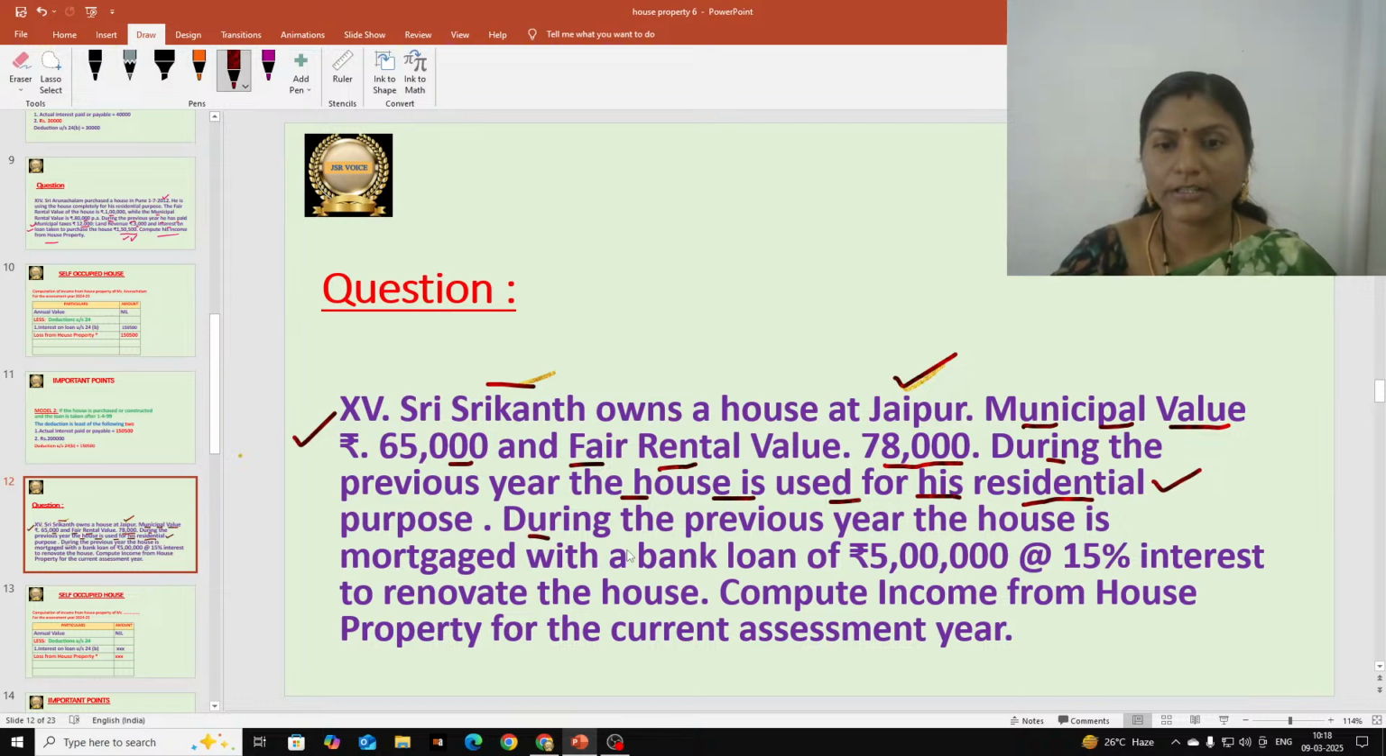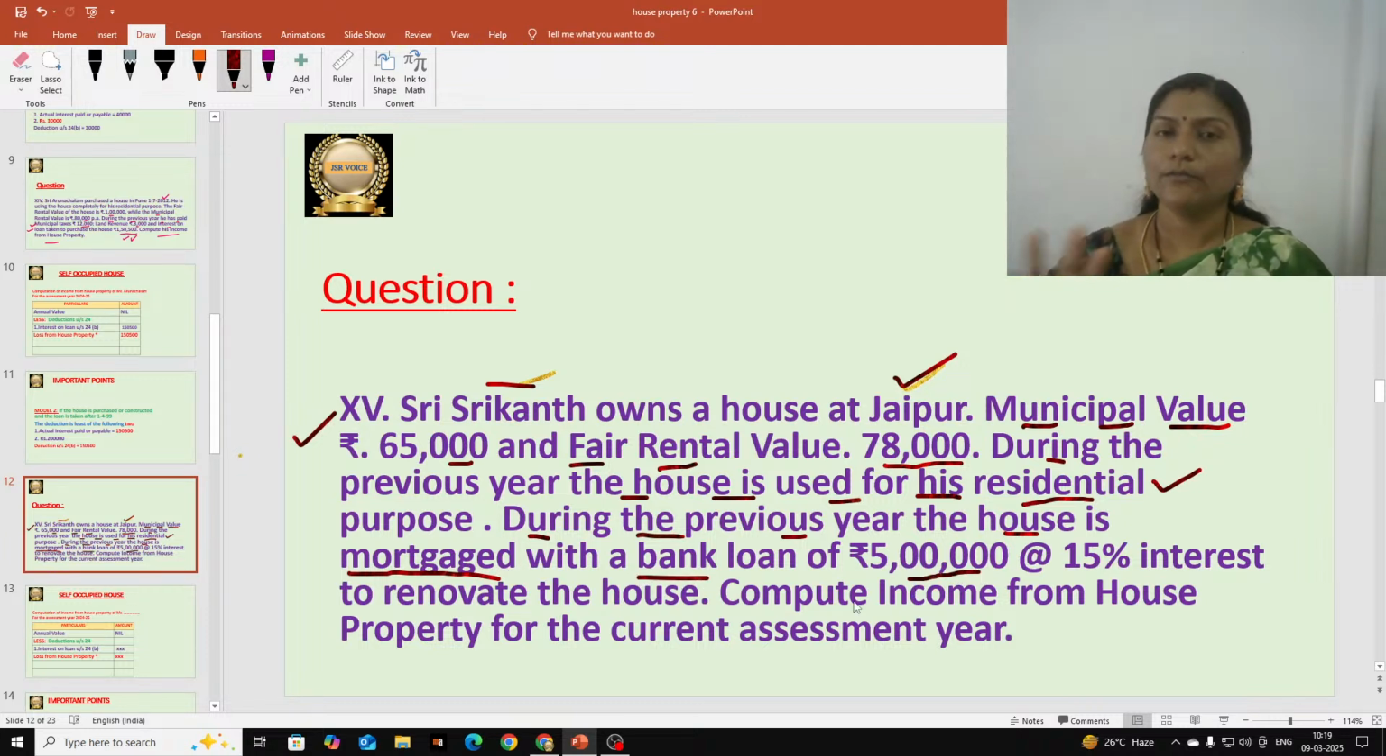And during the previous year, the house is mortgaged. What is the previous year for us? Our assessment year is 2024-25, and the previous year is 2023-24. During that particular year, the house is mortgaged. Maybe he needed money, so he mortgaged the house with the bank. And how much loan did he take? He took 5 lakhs loan.